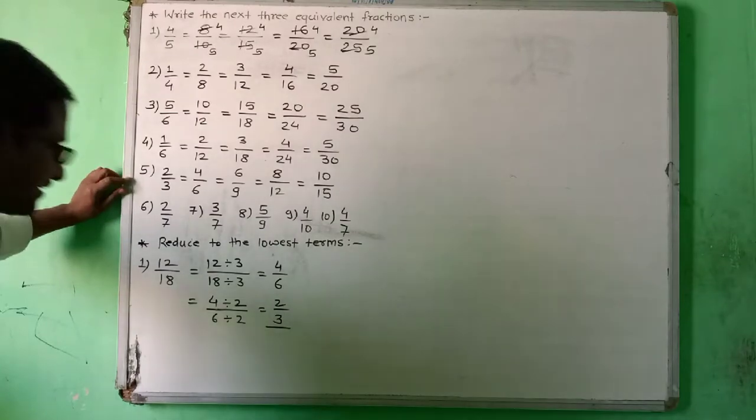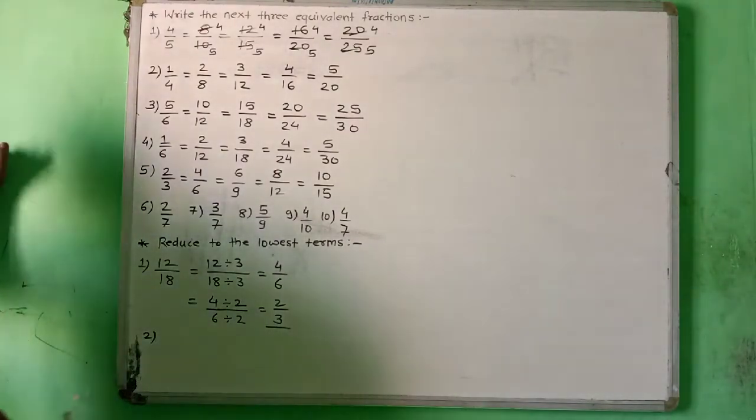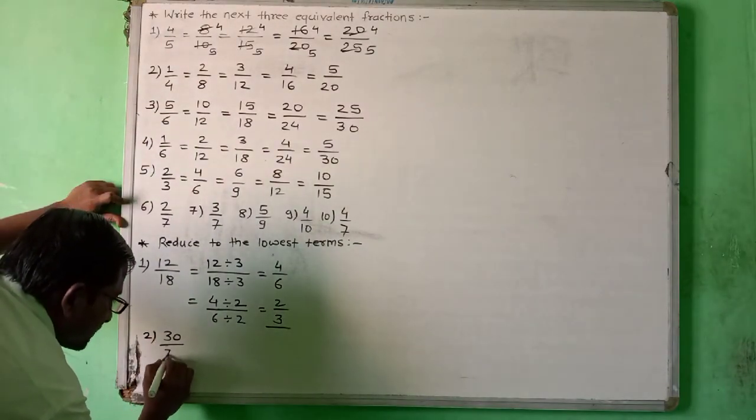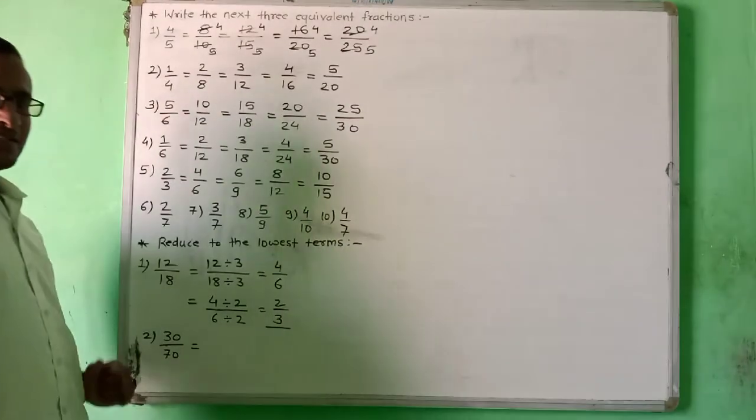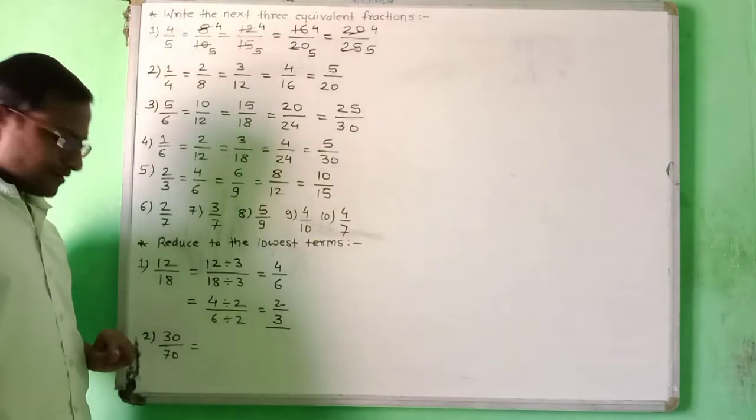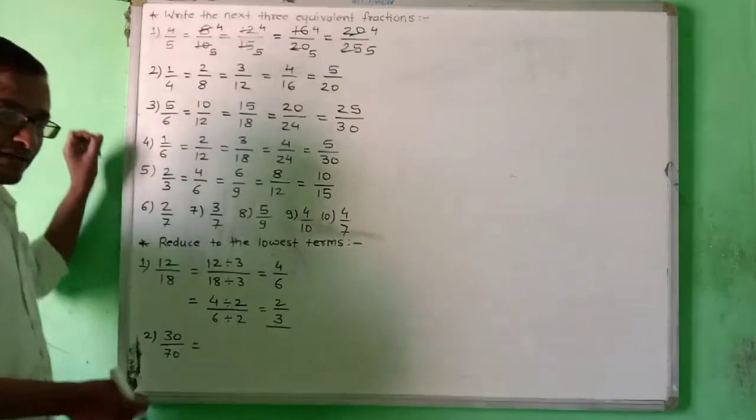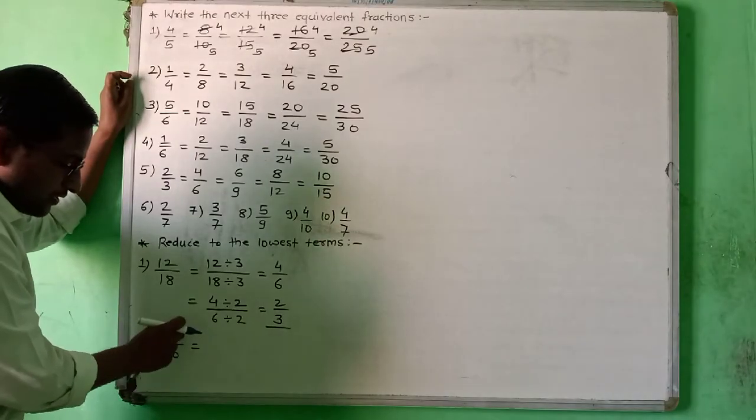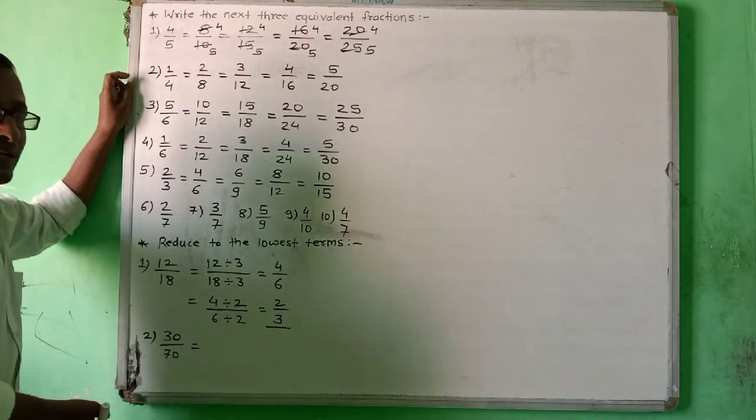See here in our next example, 30 upon 70. You know, for 30 upon 70, which table are 30 and 70 both present in? Only 10. So you divide by 10, or in a simple way you cancel the unit place 0. In both numbers, unit place 0 is present. So first you cancel it. So we get the answer 3 upon 7.